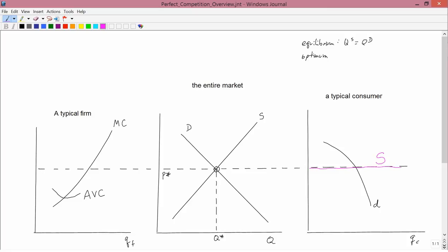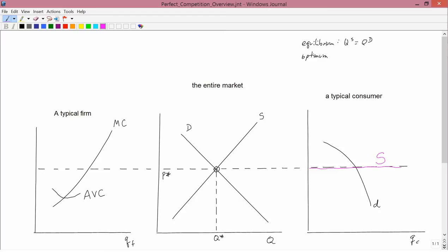That's the middle diagram, which has capital Qs on the horizontal axis. The right-hand diagram has a lowercase q on the horizontal axis with the C subscript for consumer. The left-hand diagram for the firm has a lowercase q with an F subscript for the firm. Okay, so back to the right-hand diagram.